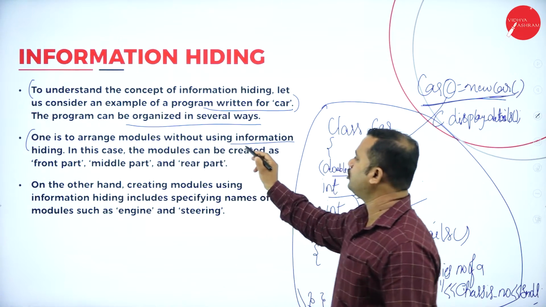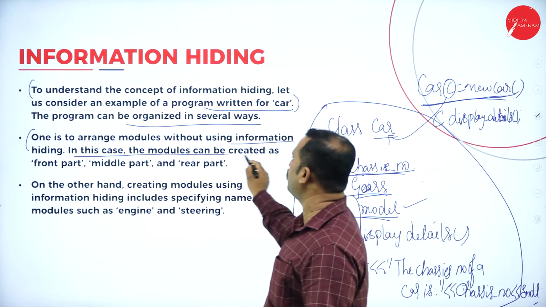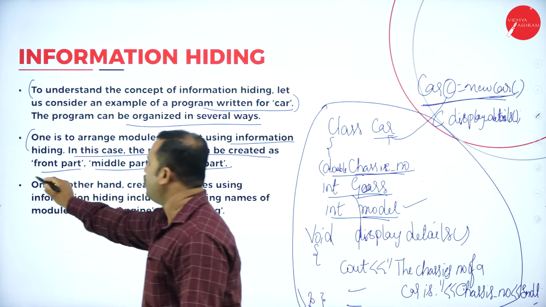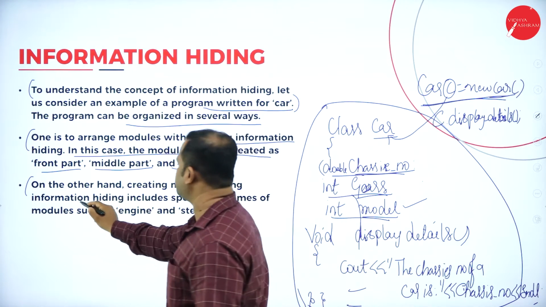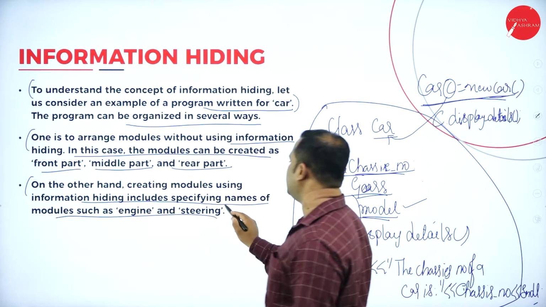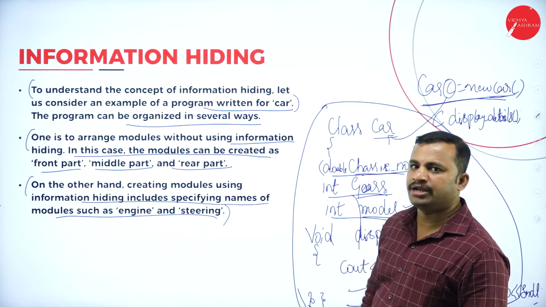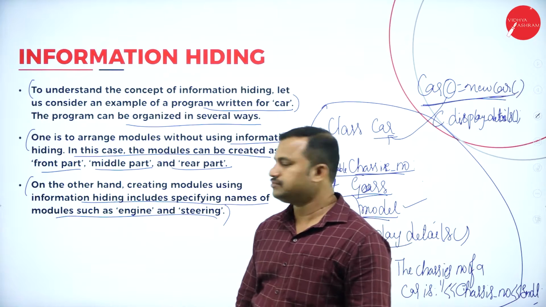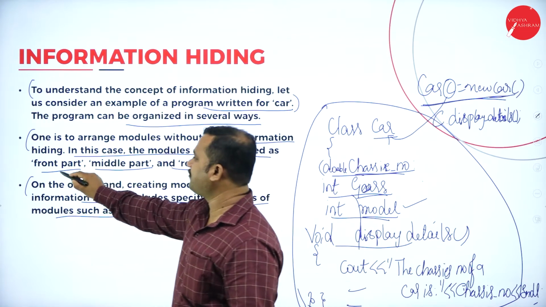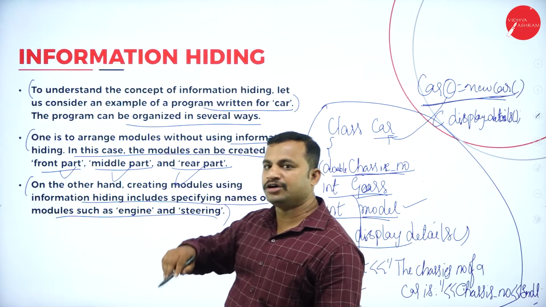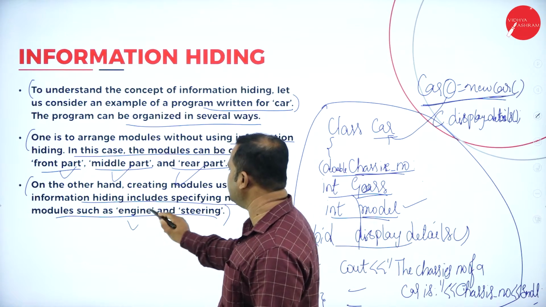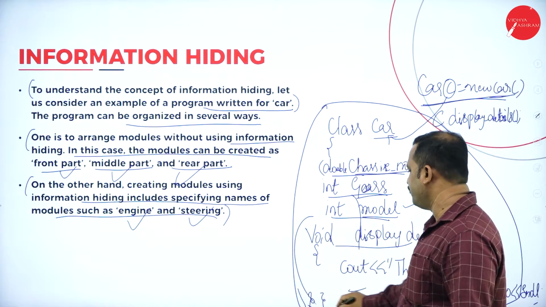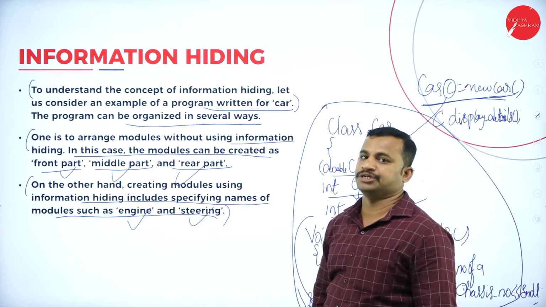One is to arrange the modules using information hiding. In this case, the modules can be created as the front part, middle part and the rear part. These are the attributes considered here. On the other hand, creating modules using information hiding includes specifying the names of modules such as engine and steering. That is engine number and steering, and all those details are defined in the definition. The same thing is defined for this. Within a class, we will have the properties like front part, middle part and rear part. In the function definition, we will also have the engine number and steering number. In the modules, we will have the function definitions, where these function definitions are invoked through the objects.